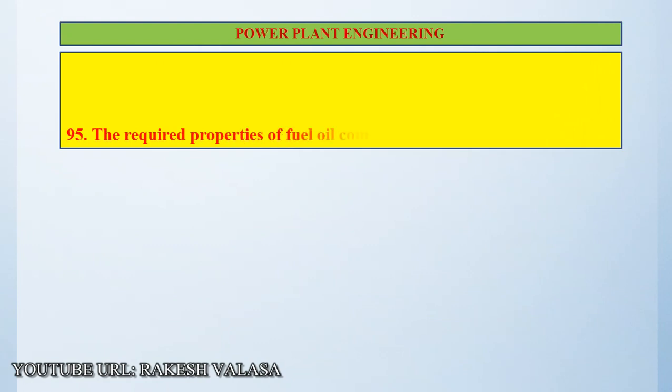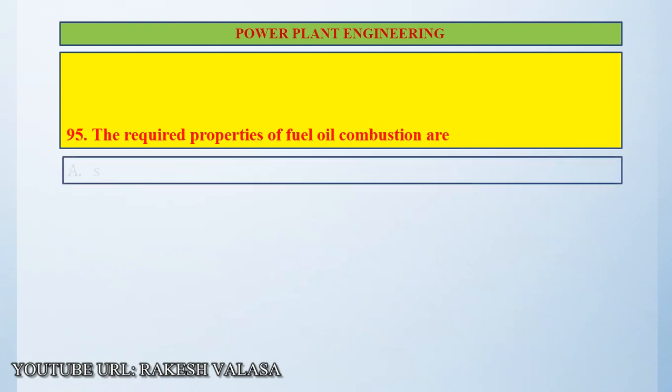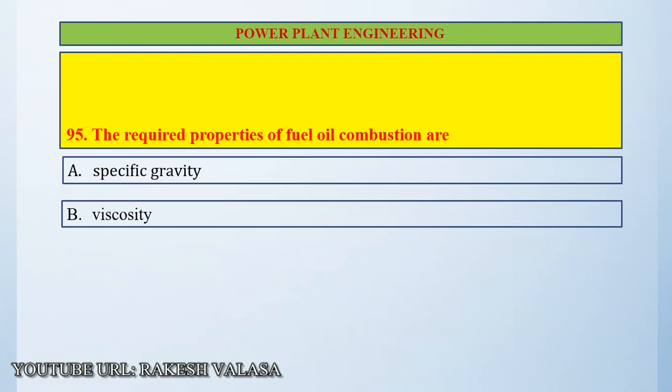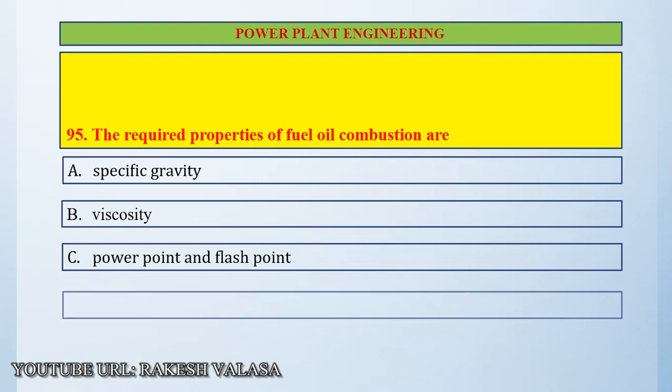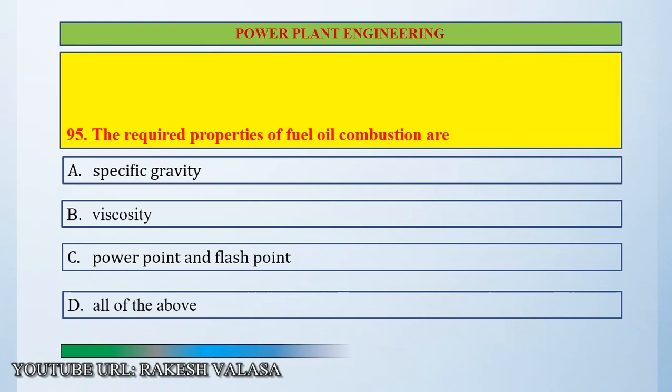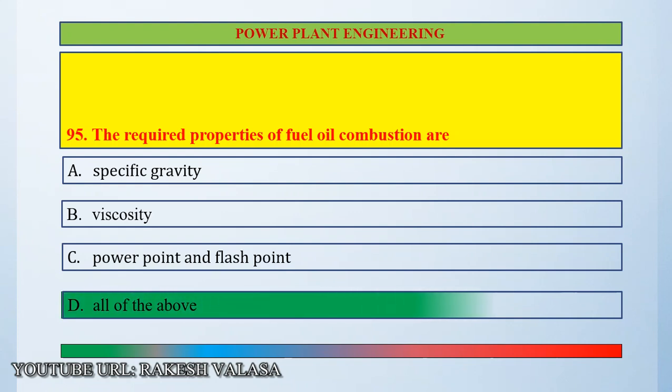Question number 95. The required properties of fuel oil combustion are option A, specific gravity. Option B, viscosity. Option C, pour point and flash point. Option D, all of the above. Here the correct answer is all of the above. The required properties of fuel oil combustion are specific gravity, viscosity and pour point and flash point.